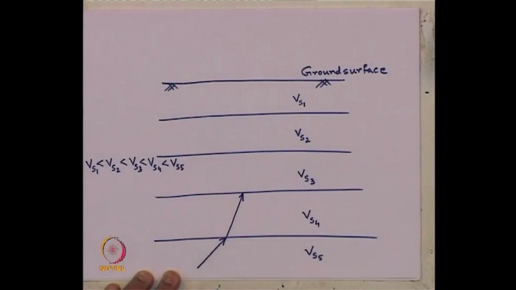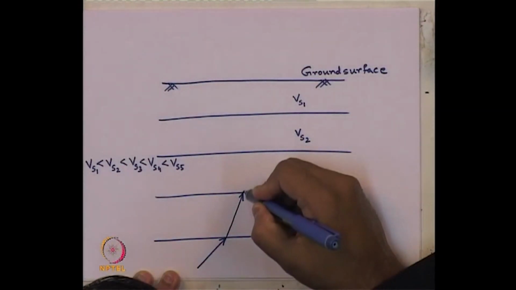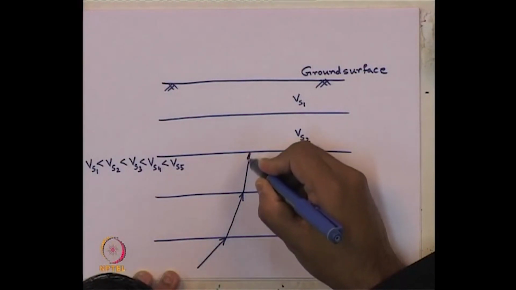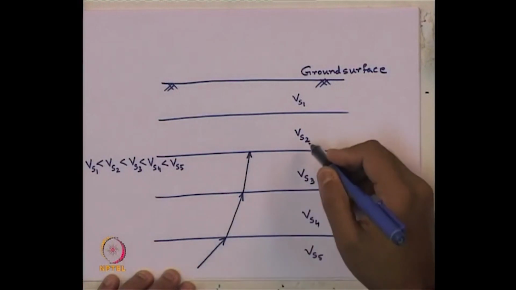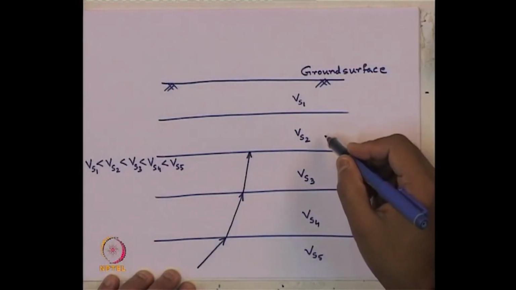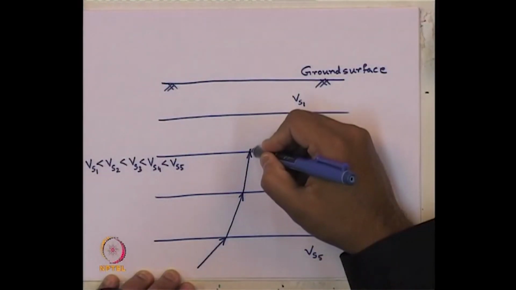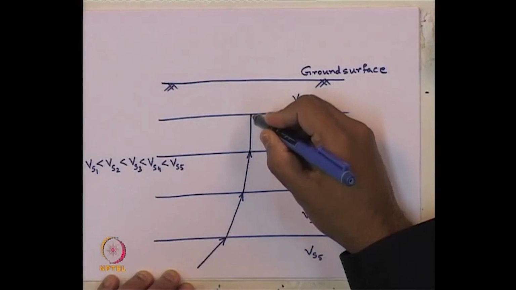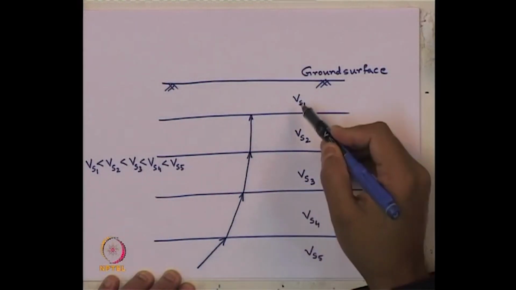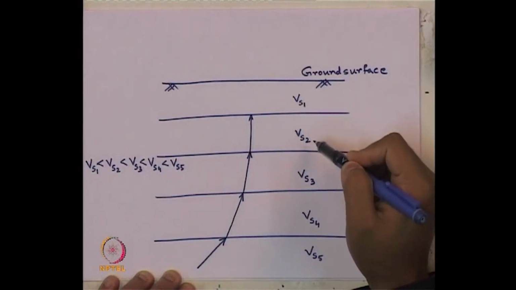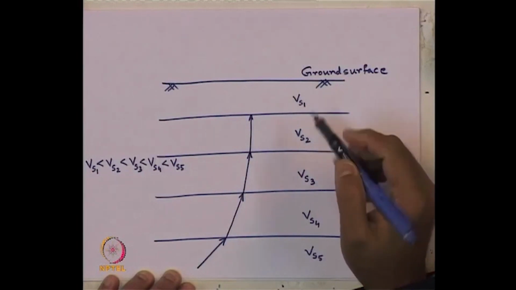Further, when it hits the next media, as layer 3 is softer than layer 4, further it will come like this. Again, when it hits the boundary of layer 2 and 3, as layer 2 is softer than layer 3, again it will come like this. And when it hits the last boundary, that is layer 1 to layer 2, as layer 1 we have considered as softer than layer 2.